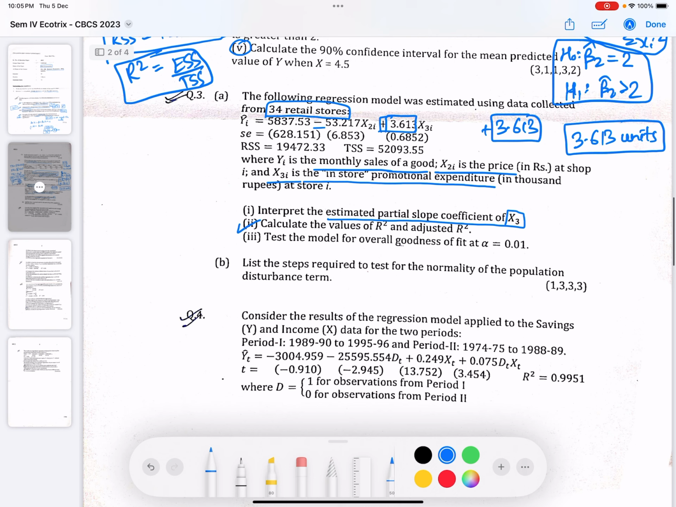In the second part, you are supposed to calculate the value of r square. Since we have already discussed, r square is nothing but explained sum of squares upon total sum of squares. And in this question, the total sum of squares is given to you. Residual sum of squares is also given to you. So since we know the residual sum of squares as well, we can accordingly find the explained sum of squares as well. So accordingly, we can find the value of r square, and adjusted r square.